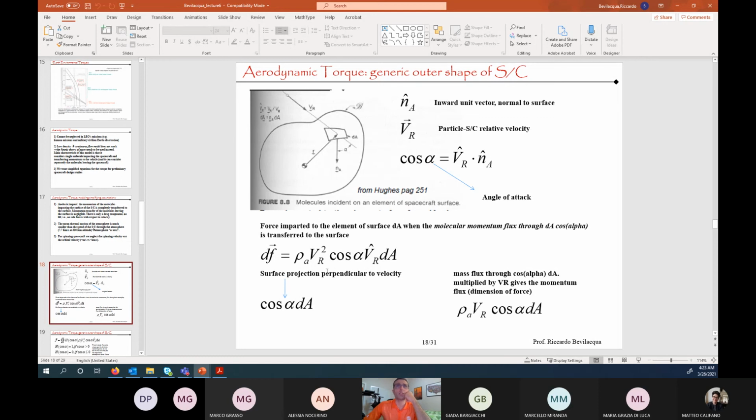So cosine of alpha dA, as you can see, is the projection of the surface dA perpendicular to the velocity, and we call mass flux through that projection, multiplied by Vr, gives you the momentum flux. It has the dimension of a force. So this term that you see there, rho Vr cosine of alpha dA, has the dimension of a force.